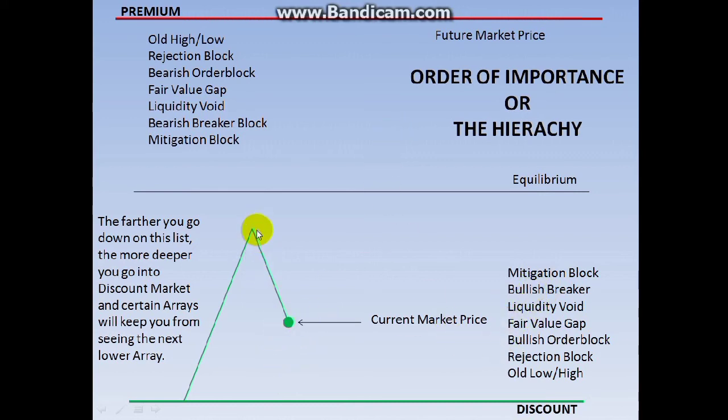So as price starts retracing back after creating this displacement from that institutional support level, we measure our range and go below the midpoint and start looking: is there a mitigation block below current market price? If there's no mitigation block, we check that off. Is there a bullish breaker? If there's no bullish breaker, we check that off the list.